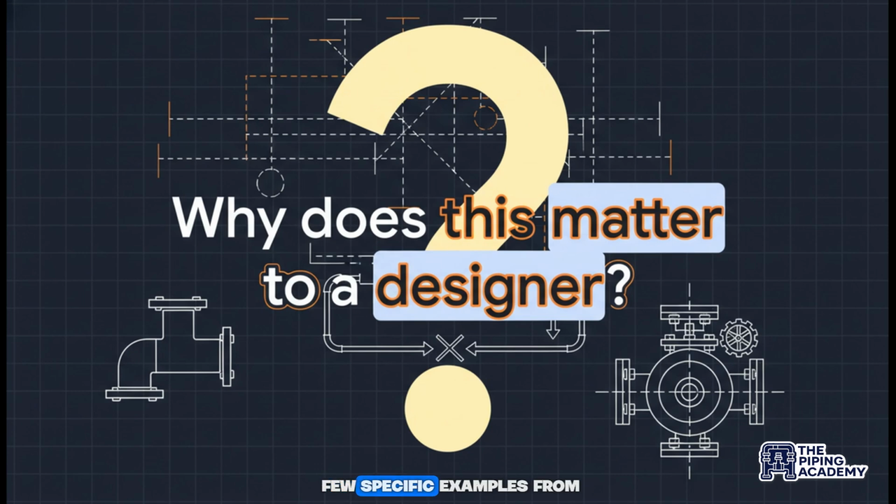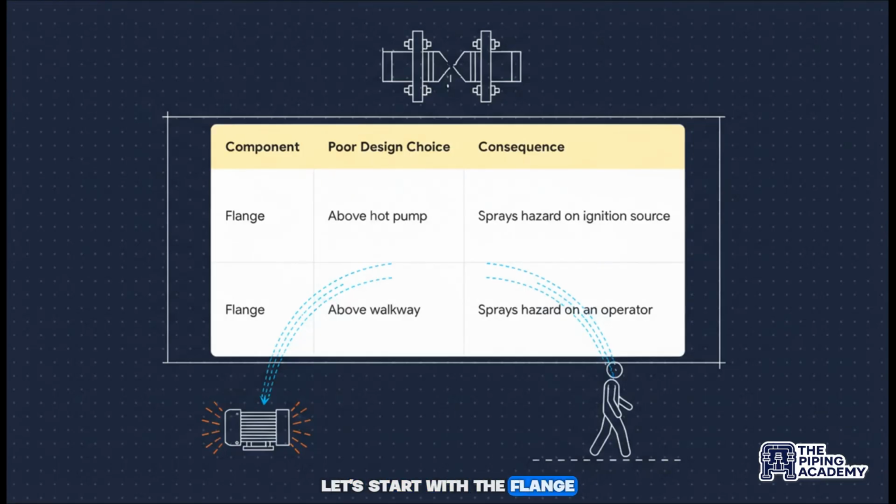Let's look at a few specific examples from real-world projects. Let's start with the flange. Remember, it's a gasketed joint held together by bolts. By its very definition, it is the weakest link in your pressure boundary. So what happens if you place a flange directly above a hot pump or over a main walkway? If that gasket fails, you're spraying hazardous fluid directly onto an ignition source, or worse, onto an operator. A good designer knows to minimize flanges and always place them where a potential leak can be managed safely.